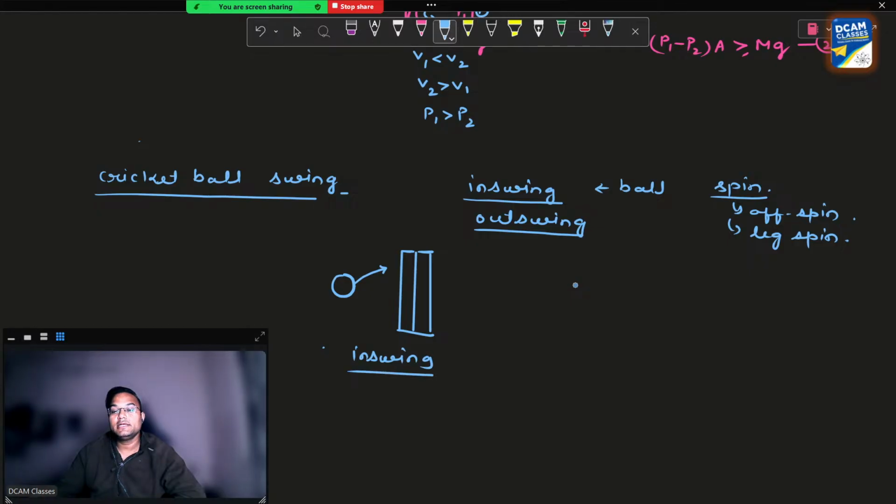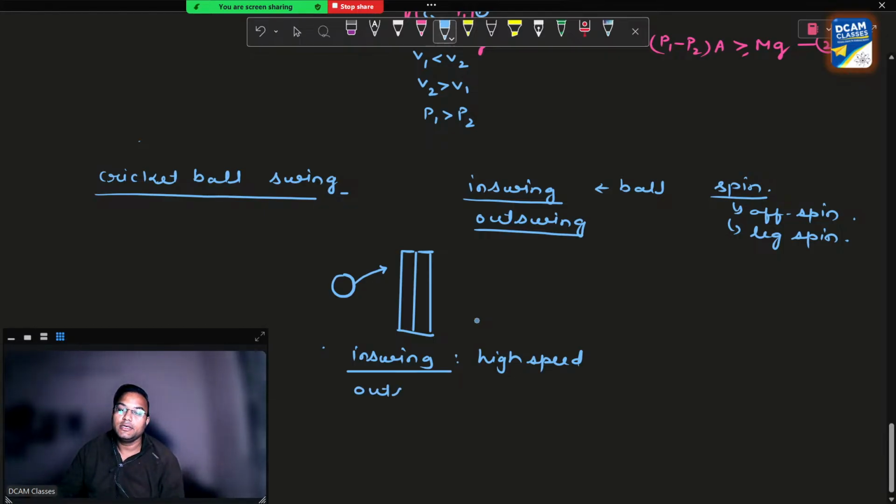But it's a high-speed phenomenon. Whenever this is done at slow speed, it's off spin, leg spin. This is off spin. At high speed, when the ball tends to come inside, it's known as in-swing. And what is outswing? When, at high speed, it tends to move out.